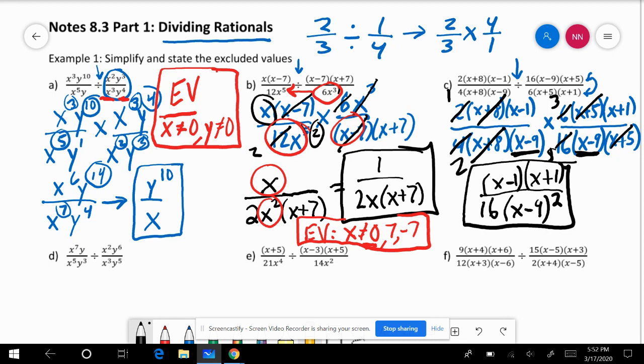Now what I'm going to do is I'm going to come up with my excluded values. When I'm looking at my excluded values, I'm looking to see what gives me 0 for the denominator. X cannot equal. I have a negative 8. I have a positive 9. I have another positive 9. I'm not going to write it again. I have a negative 5. Remember, I also have to look at the original. So what I have is another negative 5. I already have a negative 5. And I have a negative 1. There's a lot of excluded values with dividing.